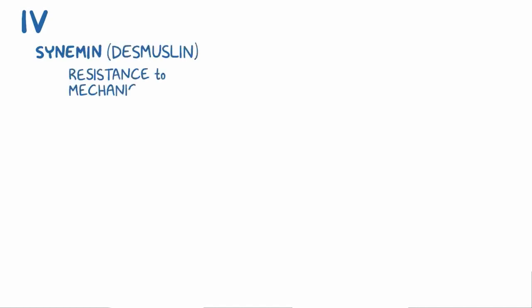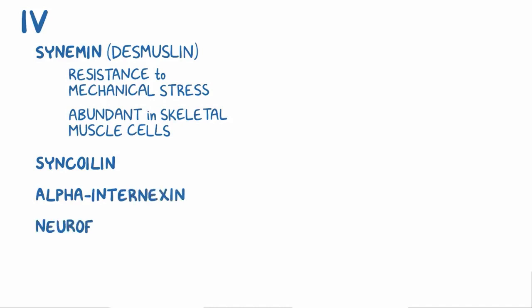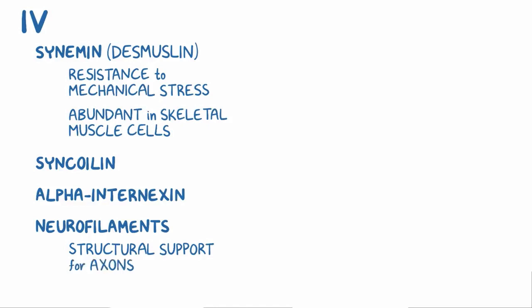Type 4 intermediate filaments include synemin, which is also called desmuslin, and this provides resistance to mechanical stress in cells. So while they're found in all cells, they're especially abundant in skeletal muscle cells. Another muscle-specific type 4 intermediate protein is syncoilin. There are also some neuron-specific type 4 filaments, like alpha-internexin, and a group simply called neurofilaments, which provide structural support for axons. Finally, there's type 5 and type 6 intermediate filaments, which are found in almost all of our cells.